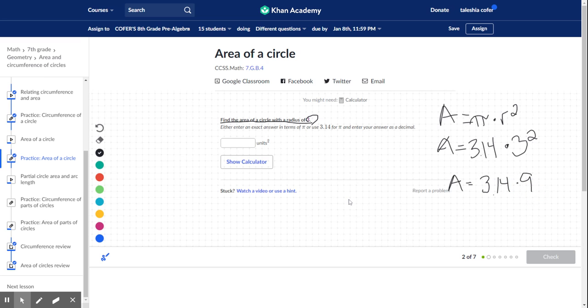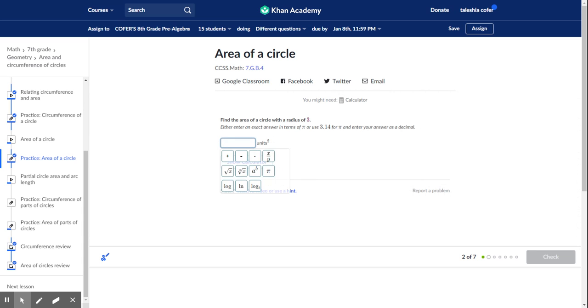Now I can multiply straight across. Let's see here. 3.14 times 9. 9 times 4 will give me a 36. I'm going to write a 6 here, carry my 3. 9 times 1 is 9, plus 3 is 12. I write a 2, carry a 1. 9 times 3 is 27, plus 1 is 28. So I now have to move my decimal twice because I have two numbers behind the decimal. And my answer is 28.26. Just like that.